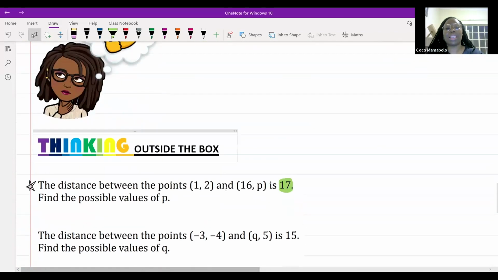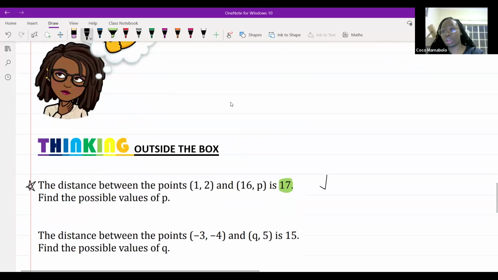Okay. So basically what they're telling us here, guys, is that the square root of something equals 17. So they've already given us the answer in this case. So we're going to work with what they've given us, and we're going to work our way backwards. That's what we're going to do. All right, so as always, I'm going to label. I'm going to call this x1 and y1, and I'm going to name this x2 and y2.